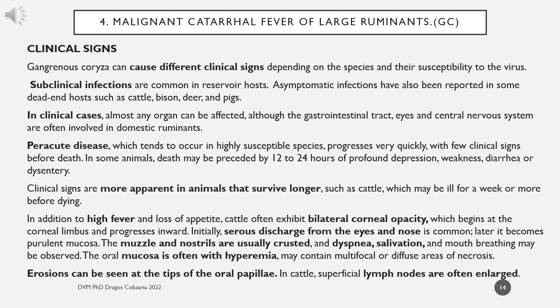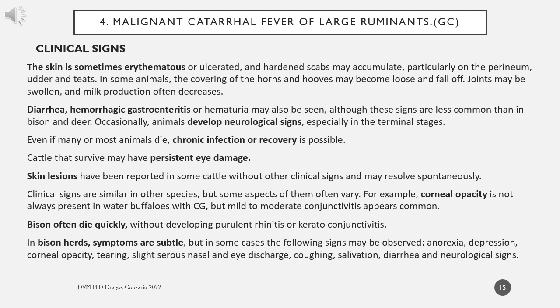Erosions can be seen at the tips of the oral papillae. In cattle, superficial lymph nodes are often enlarged. The skin is sometimes erythematous or ulcerated, and hardened scabs may accumulate, particularly on the perineum, udder and teats. In some animals, the covering of the horns and hooves may become loose and fall off. Joints may be swollen, and milk production often decreases.